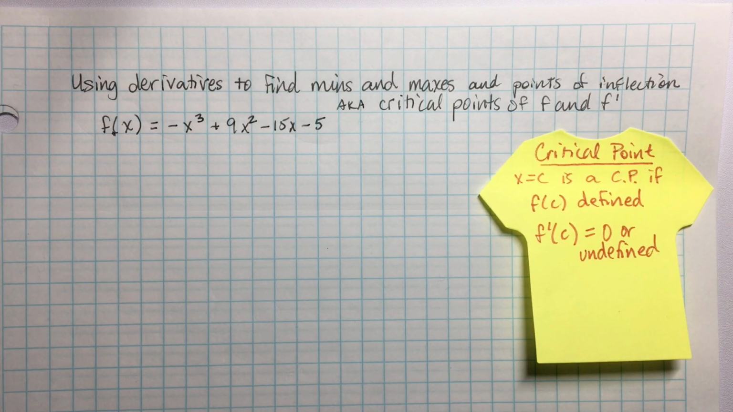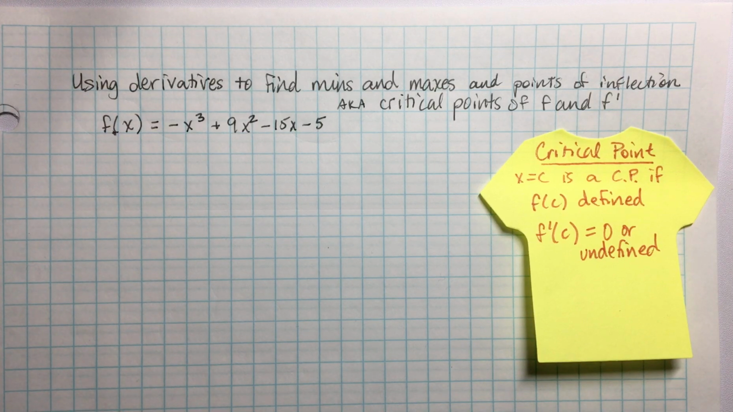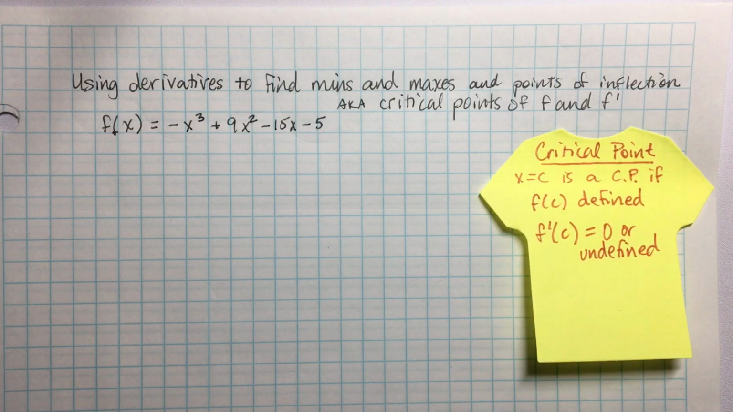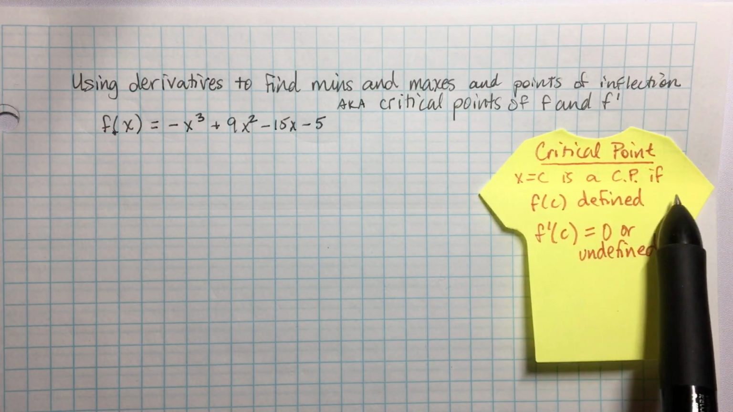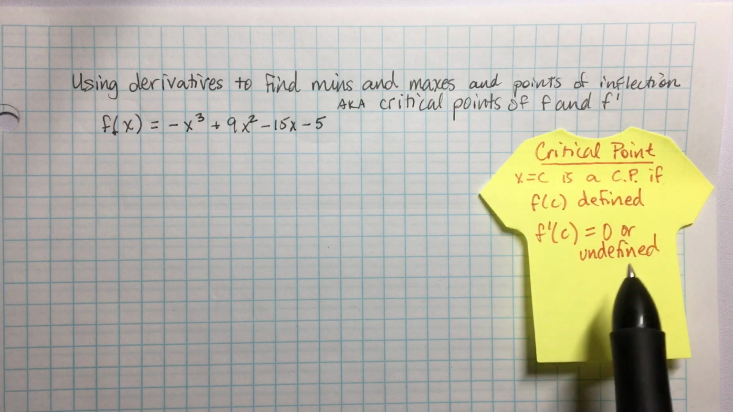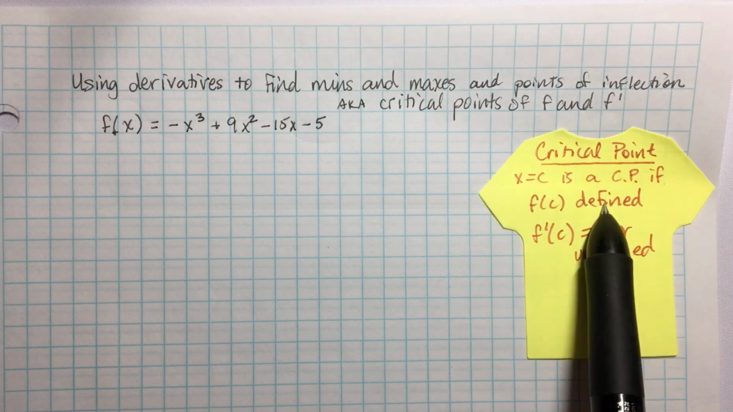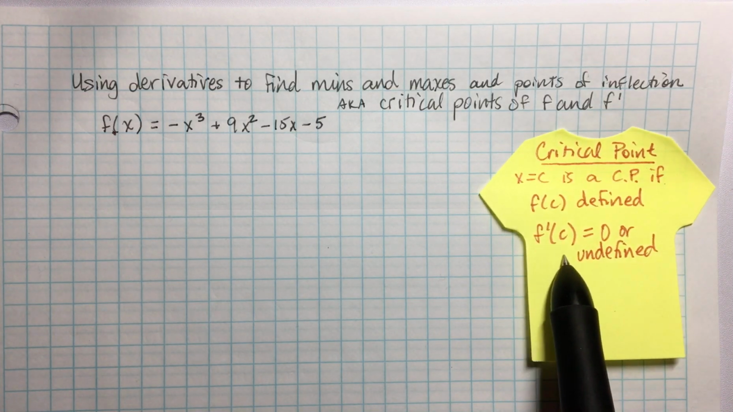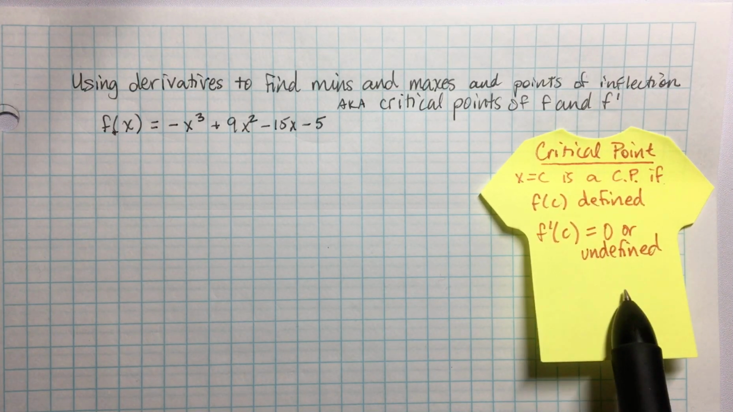Everyone, we're going to use derivatives to find mins and maxes and points of inflection. This is also known as finding the critical points of f and f prime. As a reminder, x equals c is a critical point if and only if f of c is defined, so the function has to exist at that point, and also f prime of c is 0 or is undefined.